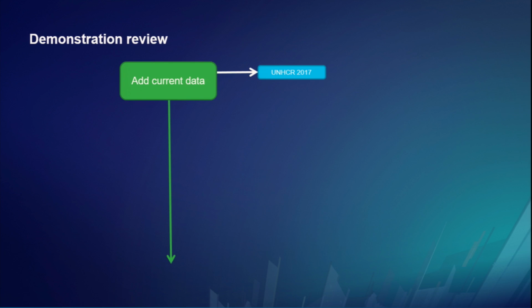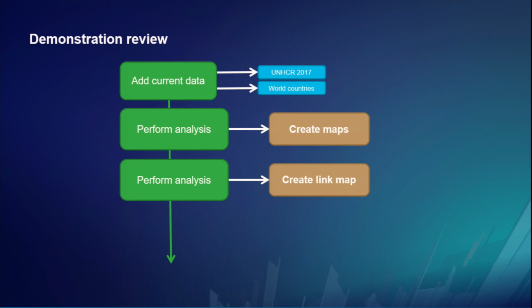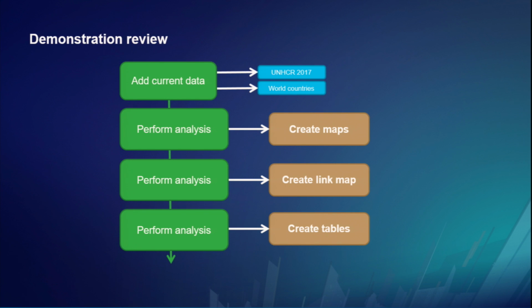So we added our data from the United Nations High Commission on Refugees from 2017 and our countries. And then we created some maps, and then we also created a link map, which is that new feature in Insights. And we created tables and applied cross filters, and we used those to look at patterns across different countries of origin and countries of asylum. And then looking at our results, we saw how different countries have different patterns of accepting refugees or of going to countries of asylum.